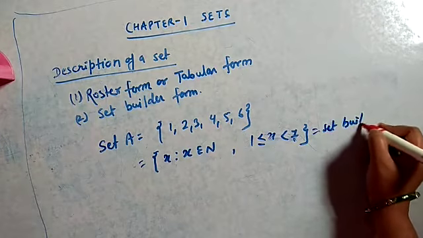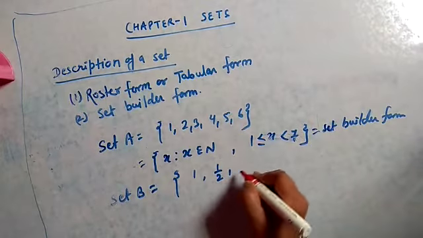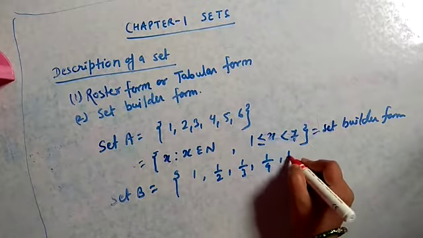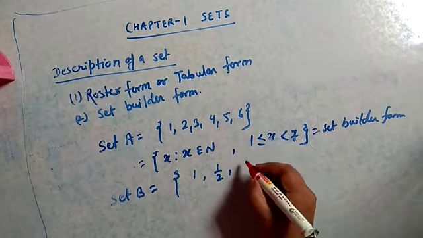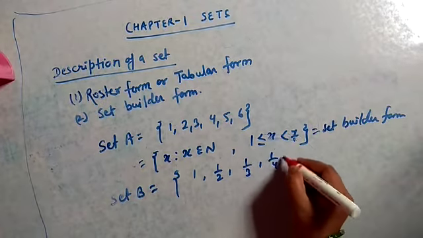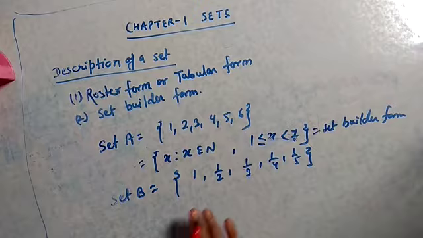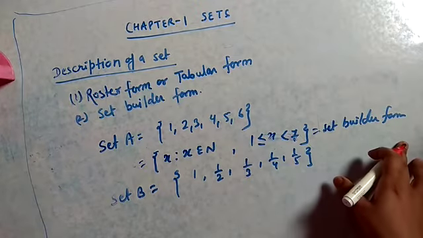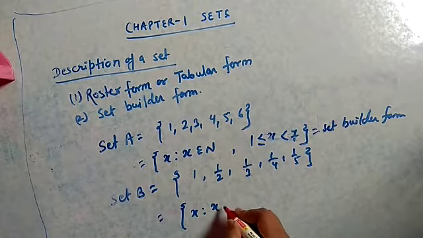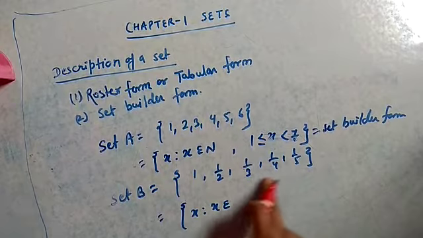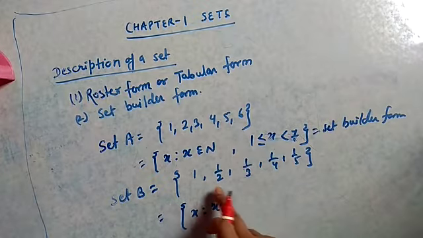More I am explaining to you. Suppose I have a set B like 1, then 1 by 2, then 1 by 3, 1 by 4, 1 by 5 and so on. So these all are the elements given. Now if I tell you to write this in the set builder form, what will you do? We can write it like this: x, element of, now see, they are not natural numbers, so we cannot write natural numbers. Here we have to observe what the pattern is.